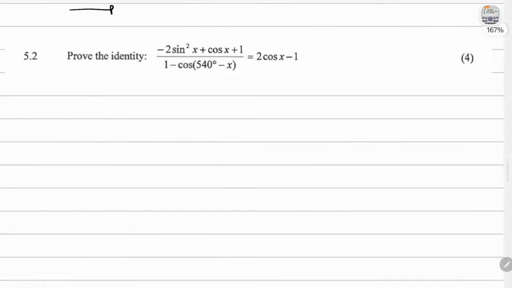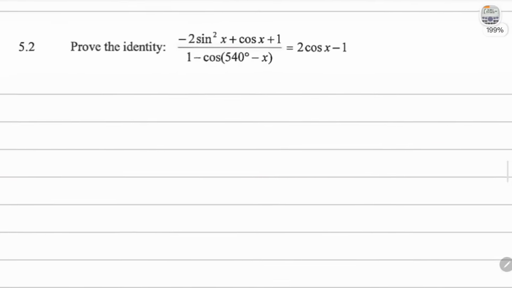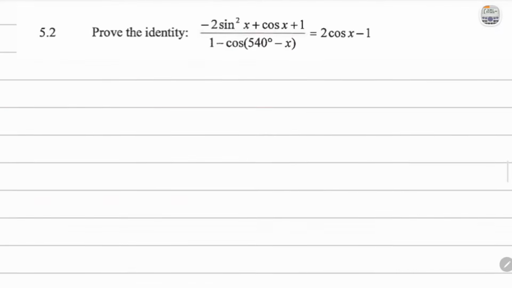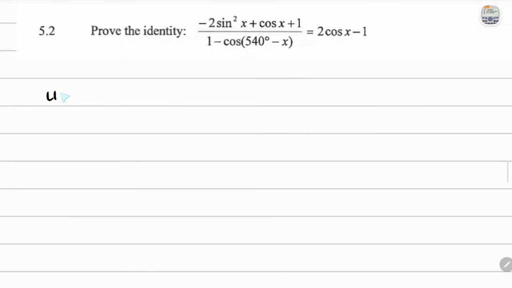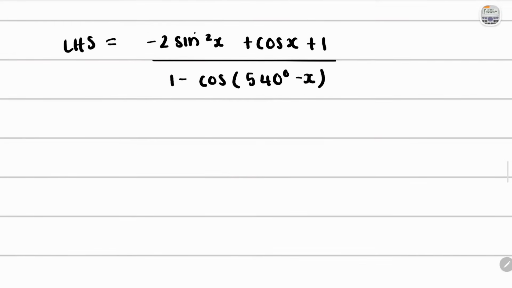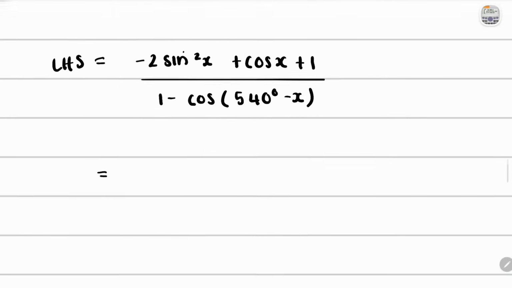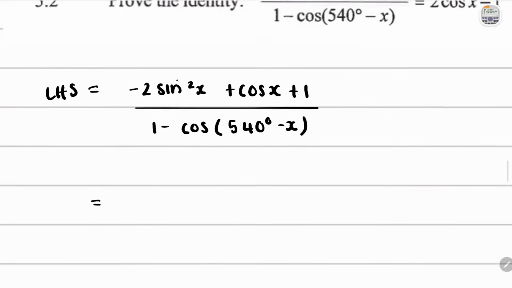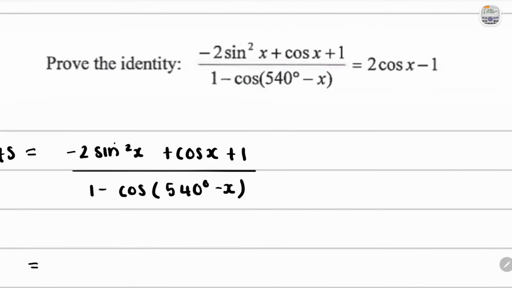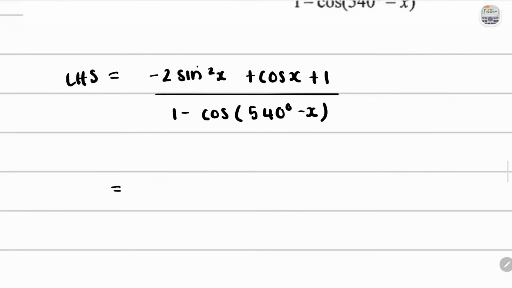Question 5.2 says, prove the identity. Okay, so we can see that we will be working with the left-hand side. So we'll say left-hand side is equal to, and then we'll just rewrite the left-hand side. Okay, and let's simplify. So let's just first inspect the numerator and just see the relationship between what we have. It simplified to 2 cos x minus 1. Notice there's no sign. So this sign needs to go.